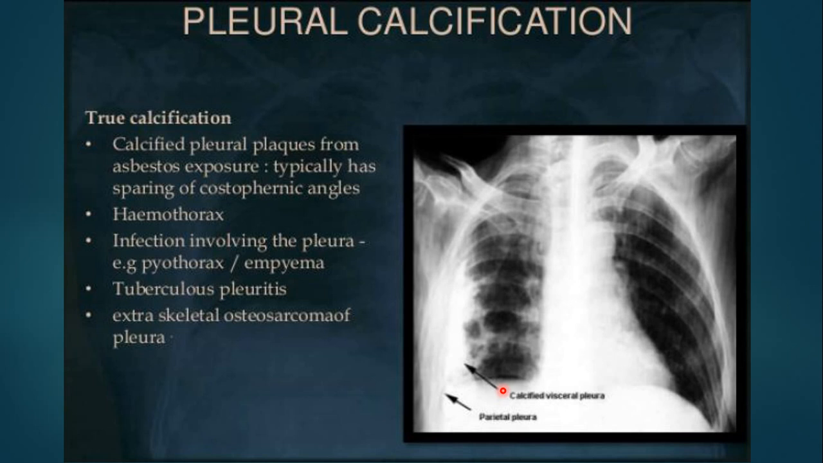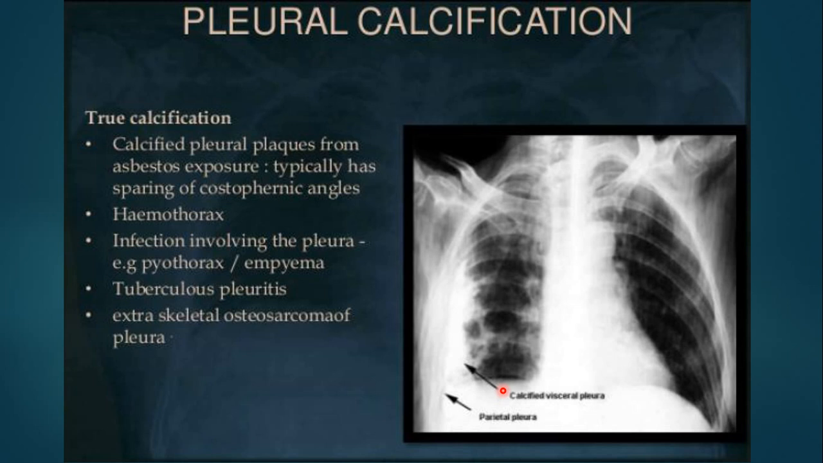What about pleural calcifications? What do they mean? There are true calcifications, true pleural calcifications. They occur usually from asbestos exposure, and as we said, typically they spare the costophrenic angle. They do not involve the costophrenic angle, typically. Not always, but most of the times they do not involve the costophrenic angles.